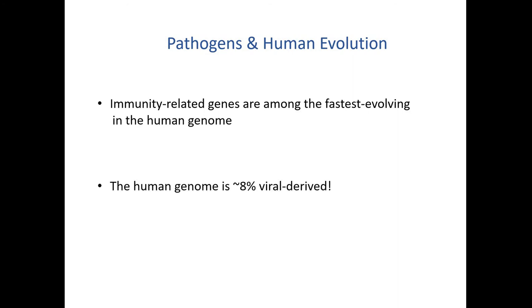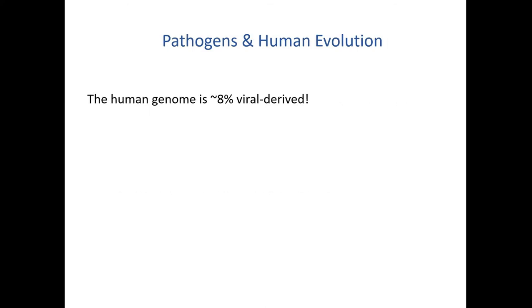And then another way that pathogens shape our evolution is that the human genome, it turns out, is around 8% viral derived, which is a really massive amount of genetic information when you think about it. So how does that happen? You may be familiar with the idea of certain viruses that can jump into our chromosomes, inserting their genetic information into our chromosomes. That's something that HIV does, for example.